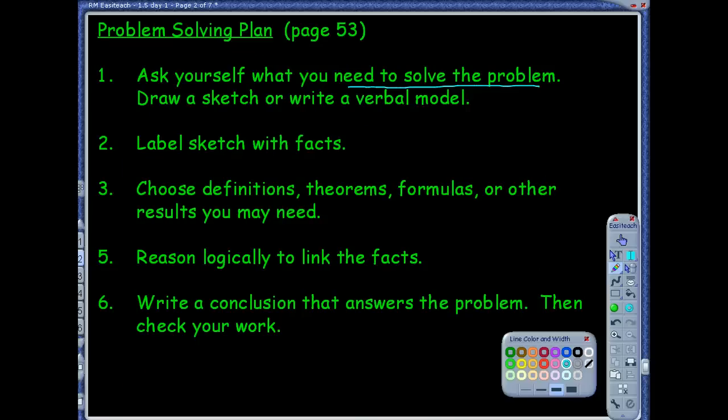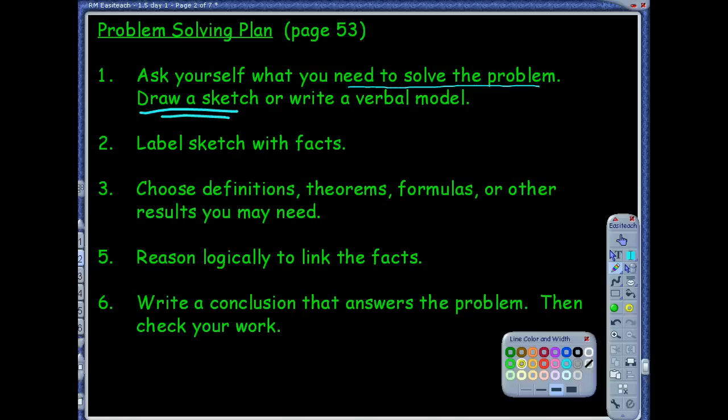It says draw a sketch or write a verbal model. We've talked about this. Making sure you get a visual. A verbal model, kind of write it out in words, what we're dealing with. Or sometimes we'll write out, for example, our angle addition postulate. The measure of angle 1 plus the measure of angle 2 equals the measure of angle, I don't know, whatever, A, B, C. Yeah. And that right there is a verbal model. Exactly. Again, this is all to get us processing through. Step 2, it says label sketch with facts. So after you draw the picture, sometimes you gotta label. Like we've labeled angles, we've labeled segments with their measures or the measurements that were given.